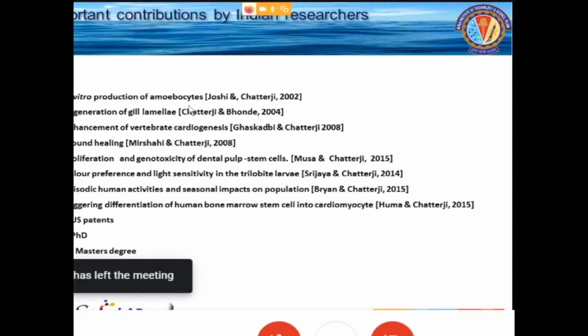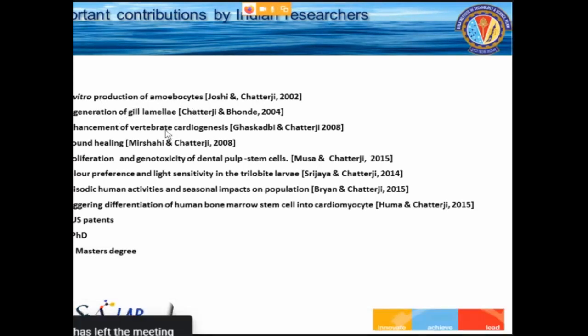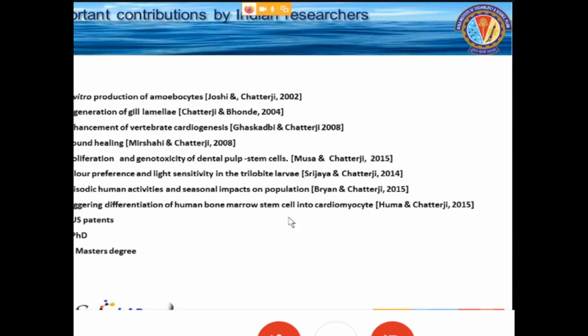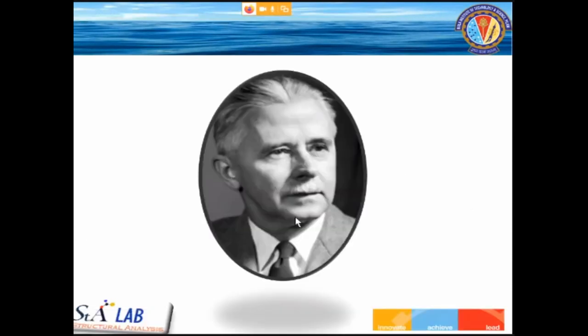They have produced amebocytes, we have regenerated gill lamellae, they have improved vertebrate cardiogenesis, as I showed you in the previous slides. There was wound healing, and there has been proliferation of dental pulp stem cells as well. There has been some sort of effect on triggering human bone marrow differentiation into cardiomyocytes, that has been documented as well. So what we have to do is take this forward. How do I take this forward? So the next part is what I will try to show we have done in our lab.